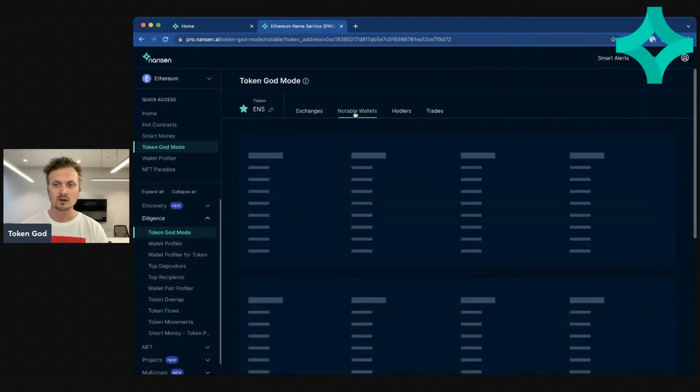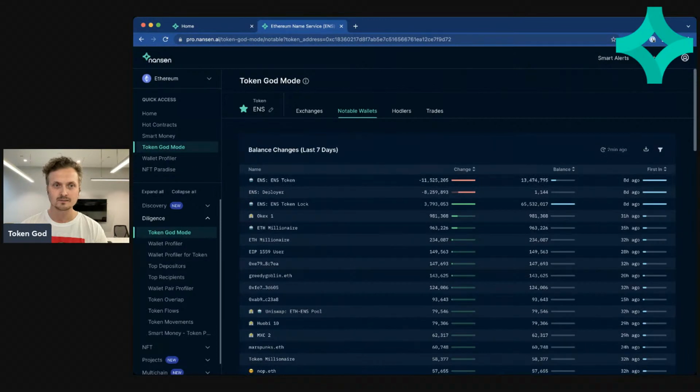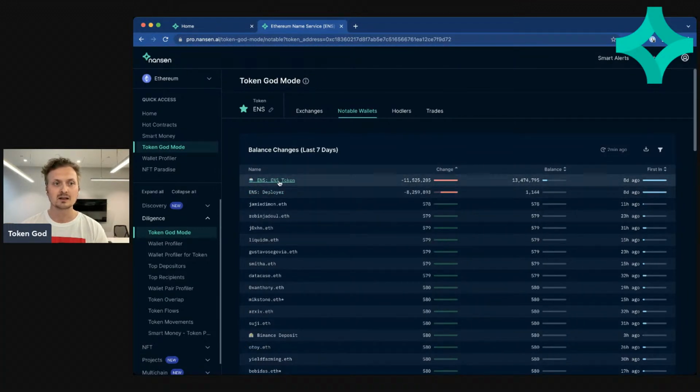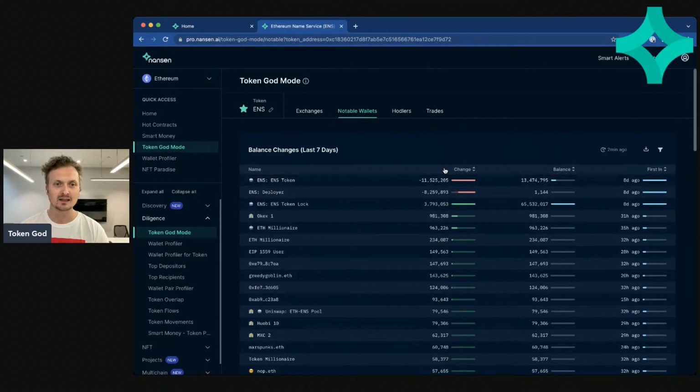So let's go to notable wallets and see if we see anything fun here. Notable wallets shows you a few different tables that are worth looking at. You can see balance changes, which is what's been happening in the last 7 days with this token. And you can see this smart contract called ENS Token Lock has received a net 3.8 million ENS tokens. If you flip it around, you can see that this contract, which is the ENS token contract, has had a net outflow of 11.5 million tokens. And we can also see Jamie Dimon and a few other people here who have been net receiving tokens.